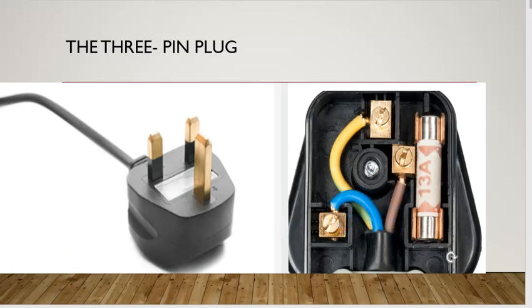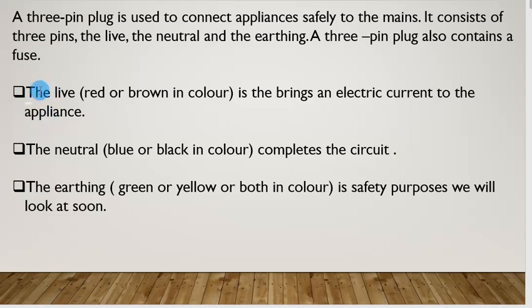We are saying that the live is red or brown in color, and it is the one that brings an electric current to the appliance. The neutral is blue or black in color, and it completes the circuit. The earthing is green or yellow, or both green and yellow at the same time, and it is for safety purposes, and we shall look at that very soon.